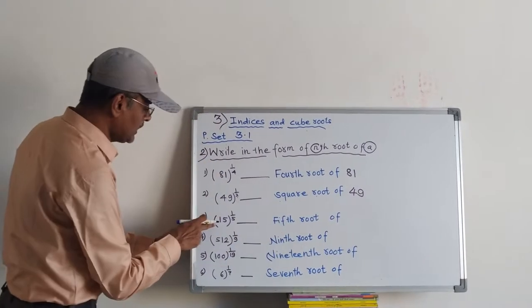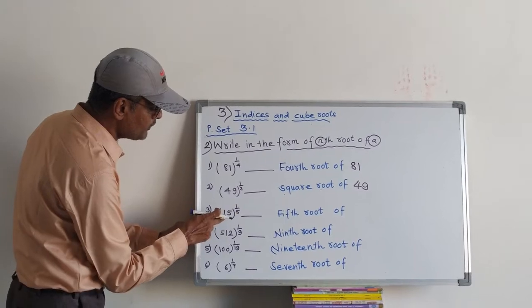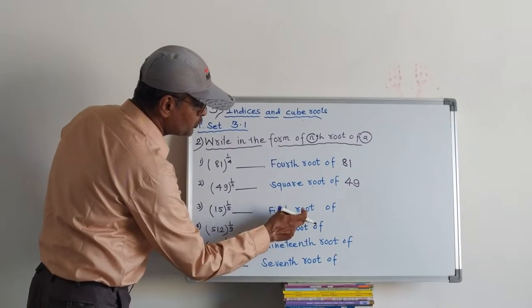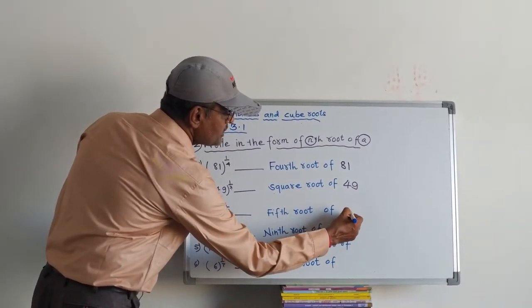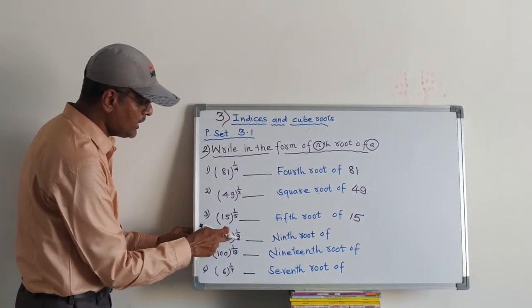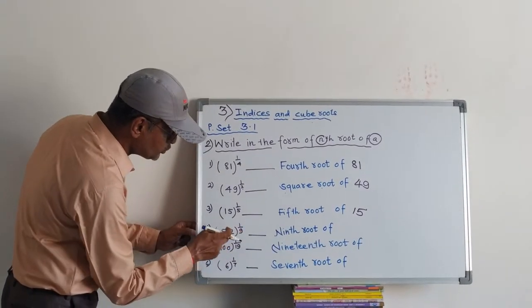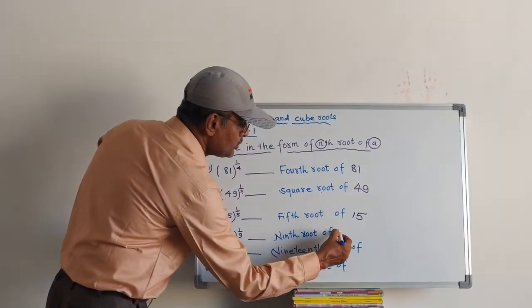49. Here it is 15 raised to 1 upon 5. That means it is fifth root of 15. So fifth root of 15. Next example, 512 raised to 1 upon 9. That means ninth root of 512.